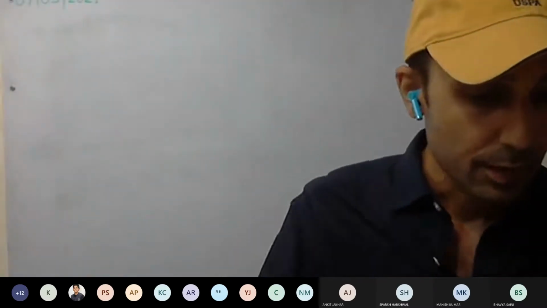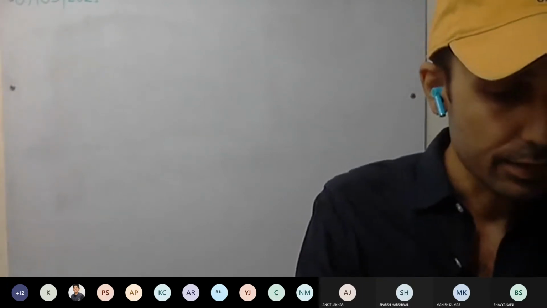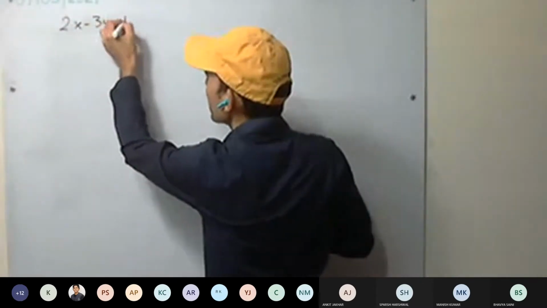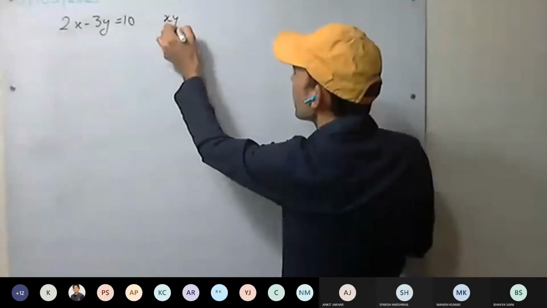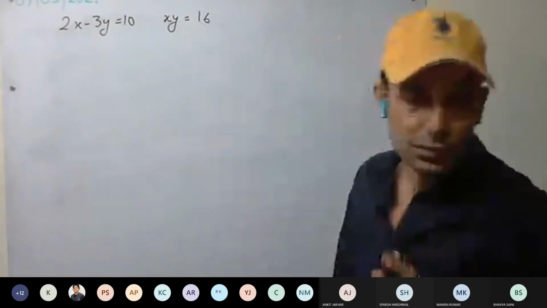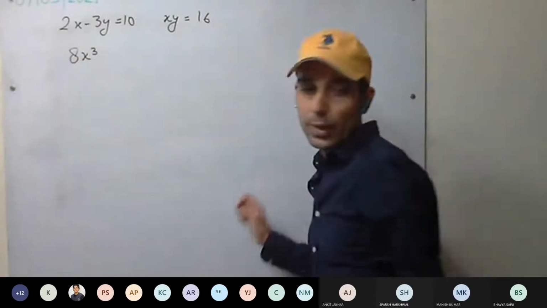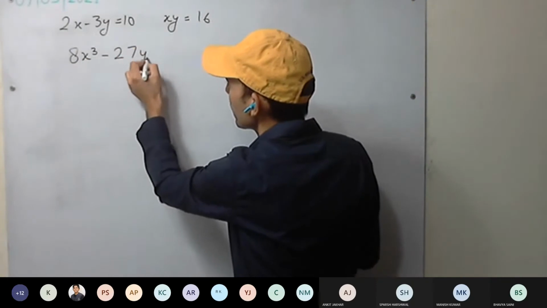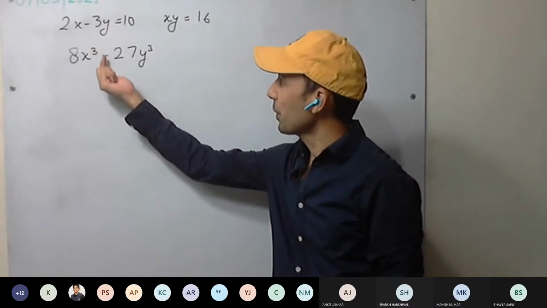So the question is, if 2x minus 3y equals 10, this is given, and xy equals 16. And we have to find the value of 8x cube minus 27y cube. Are you able to see any familiarity between them?